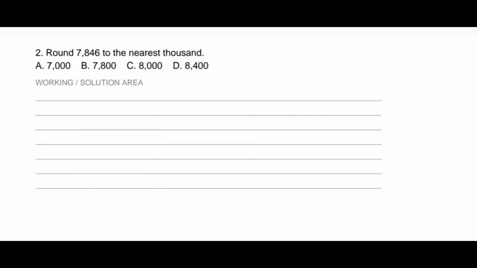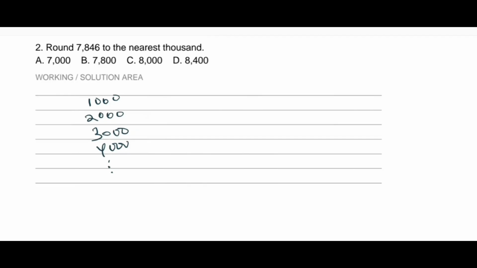Round 7,846 to the nearest thousand. When they say you should round a number to the nearest thousand, what they are asking you to do is to round the number so that you get numbers in thousands, like 1,000, 2,000, 3,000, 4,000. Do you understand? That's the kind of number they are looking for, and so on and so forth.